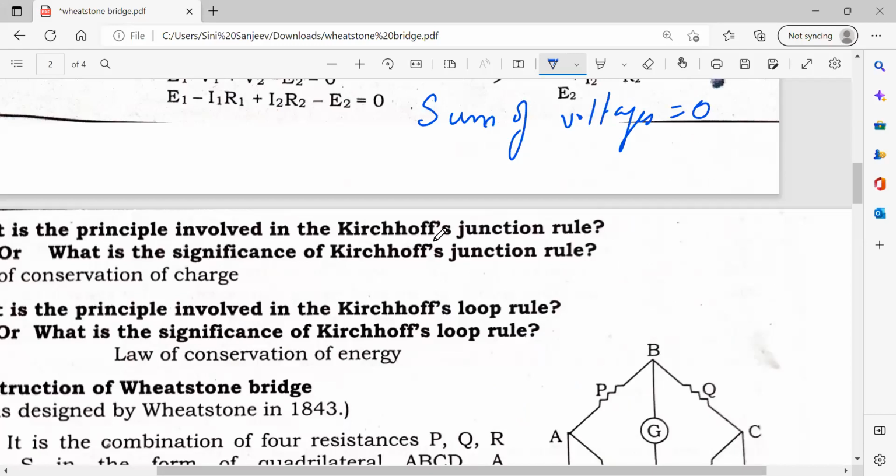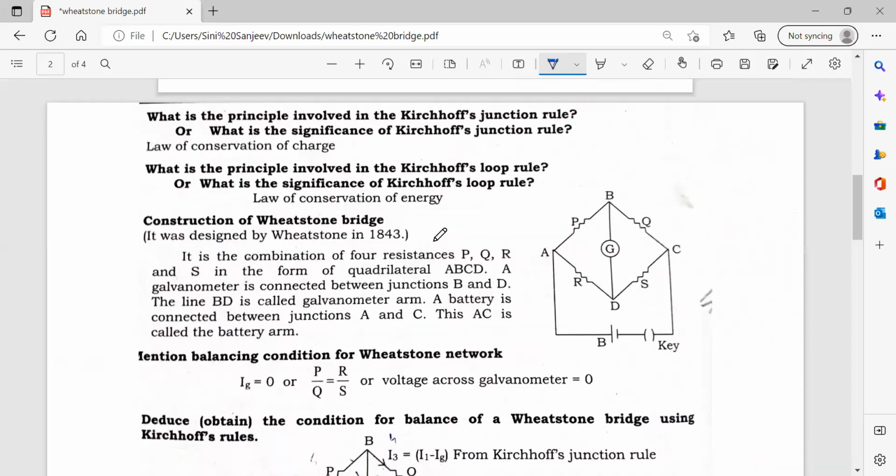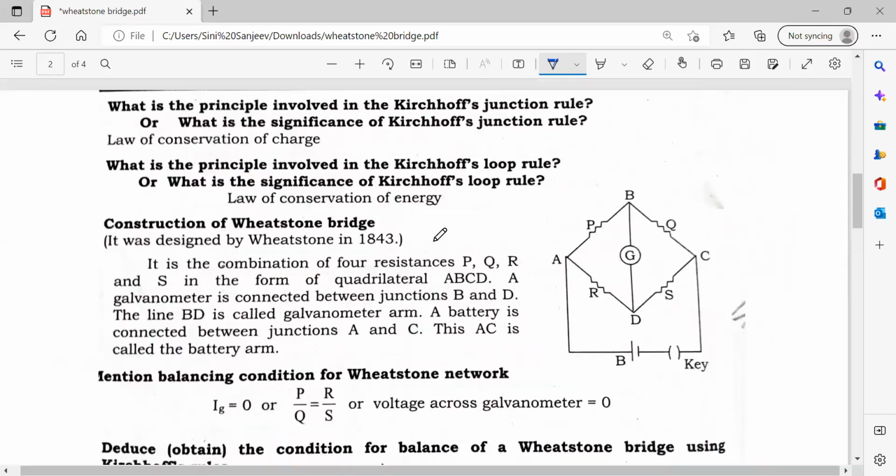The Wheatstone bridge. Okay. Wheatstone bridge. This is the most important 5 marker. Correct? So before learning what a Wheatstone bridge is, we should know why we are learning it. Correct? What is the purpose of the Wheatstone bridge?